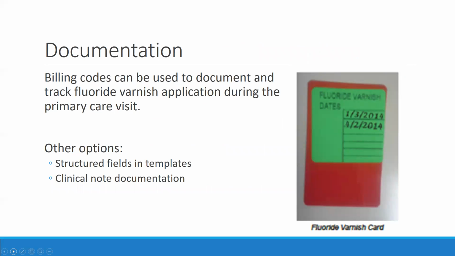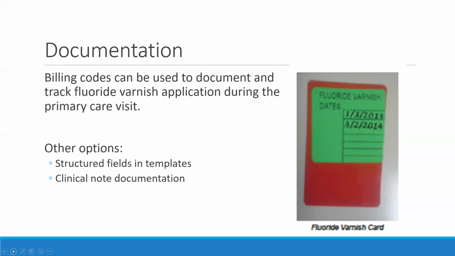One critical piece for this domain is the documentation of the preventive intervention, or fluoride varnish, during the prenatal visit. Billing codes can be used to document and track fluoride varnish applications during the visit. Other options for documentation could also be structured fields and templates within the electronic medical record, or EMR. The primary care team can also document the fluoride varnish within their clinical note.